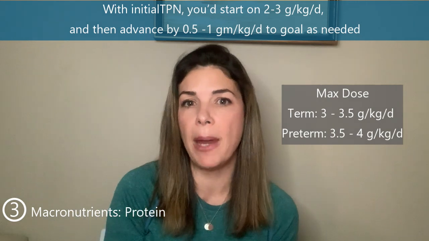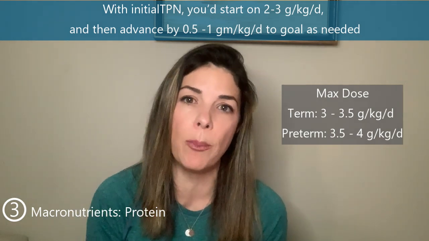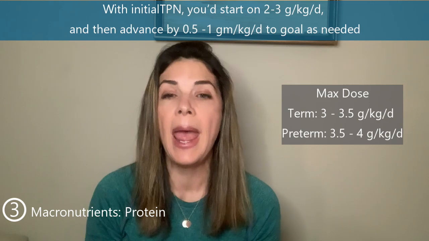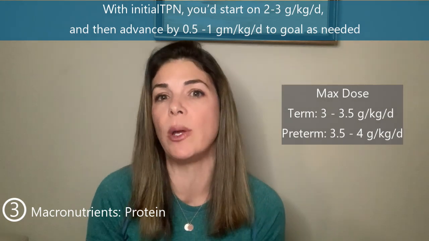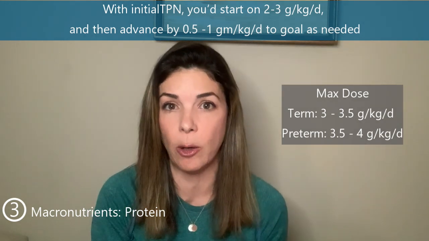For a term baby, that's somewhere between 3 and 3.5 grams per kilo per day, and for a preemie baby, that's somewhere between 3.5 and 4 grams per kilo per day.